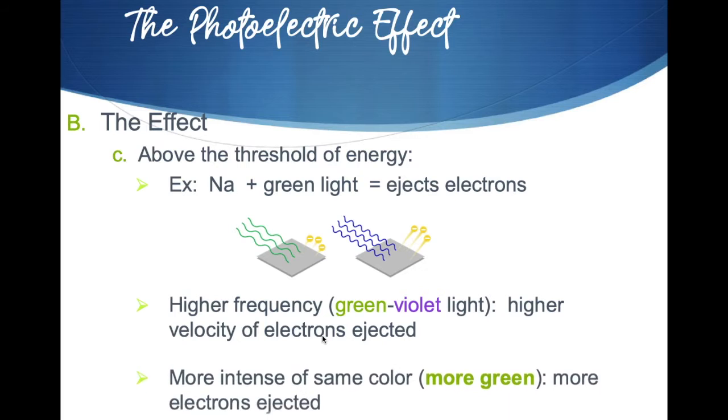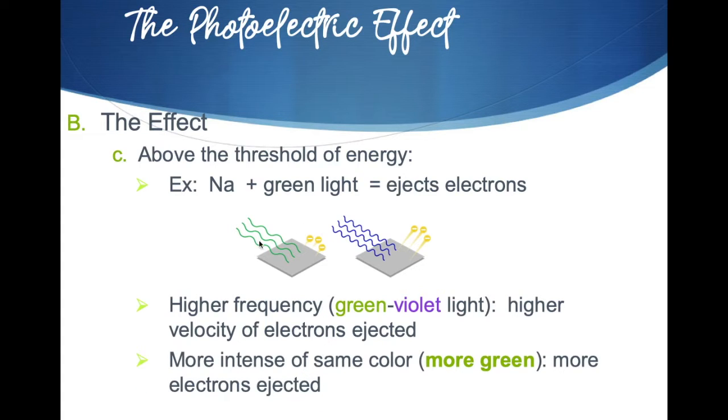So that's the idea. The other option is, what if I take my green light, which I know is above the threshold of energy, and I keep it green, but I make it more intense green? So like a brighter green light. What would happen then? Instead of just these 3 electrons going at some speed, maybe you get 10 electrons at that same speed. So frequency is related to speed, and intensity is related to the amount of electrons that would actually be ejected.